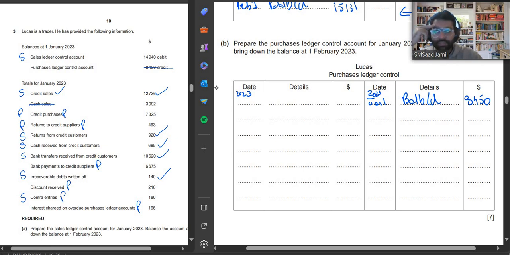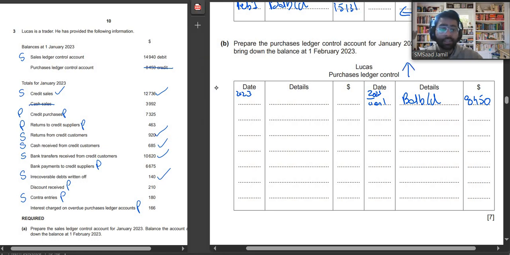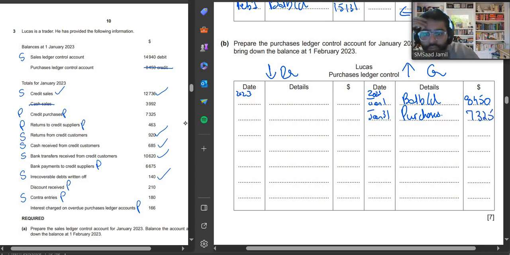The purchases ledger control account is basically the account of your trade payables. Whenever trade payables increase, your liability increases, it is credited. Whenever trade payables decrease, your liability decreases, so it's debited. It says credit purchases. If you're purchasing more on credit, you have to pay more money. Your liability is increasing, so you write it on the credit side. So Jan 31st, purchases. Purchases are how much? 7,325.